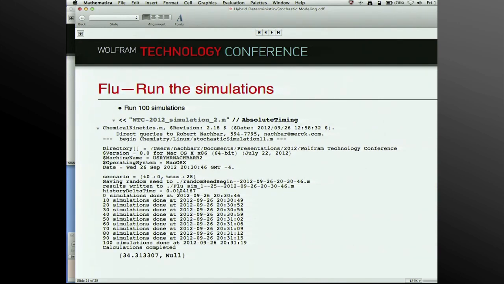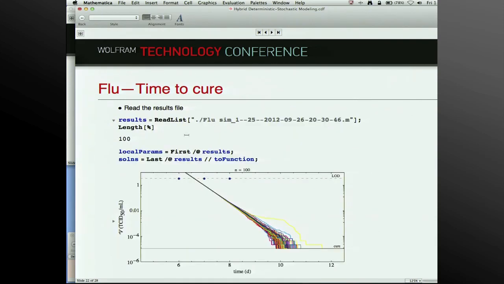Okay, I would run the simulation just like before. This one takes about half a minute to run, and I am not going to risk another embarrassment. So here are the results that we get. We read the results in, and I'm just now plotting the tail end of the simulation. And you can see that it starts out, they're all the same up to about this point here, and then the random nature takes over in the process, and we get lots of different evolutions of the process, resulting in different cure times.